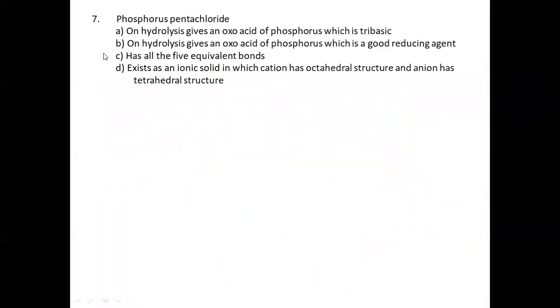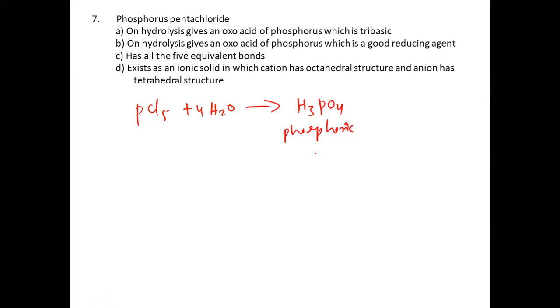Question 7. Phosphorus pentachloride. The given options are: on hydrolysis gives an oxoacid of phosphorus which is tribasic; on hydrolysis gives an oxoacid of phosphorus which is a good reducing agent; has all the 5 equivalent bonds; exists as an ionic solid in which the cation has octahedral structure and the anion has tetrahedral structure. Okay, let me consider, we have to write the reaction for this. Phosphorus pentachloride, PCl5, on hydrolysis. On treating with 4 molecules of H2O, it forms H3PO4, the compound named phosphoric acid, with the liberation of 5 molecules of HCl.